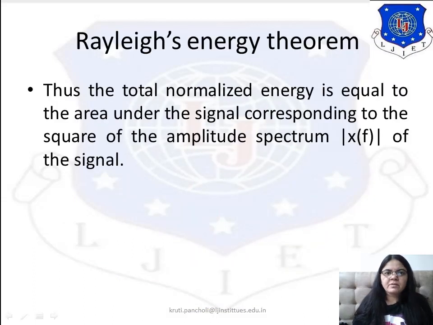So this way we can say that the normalized energy is equal to the area under the square of the amplitude spectrum X(f) of the signal.